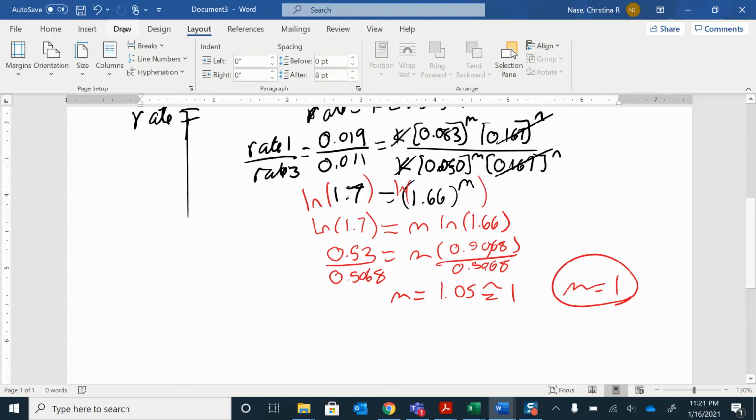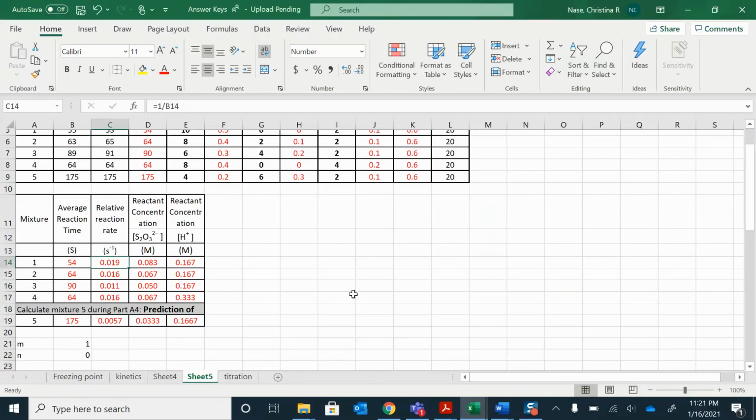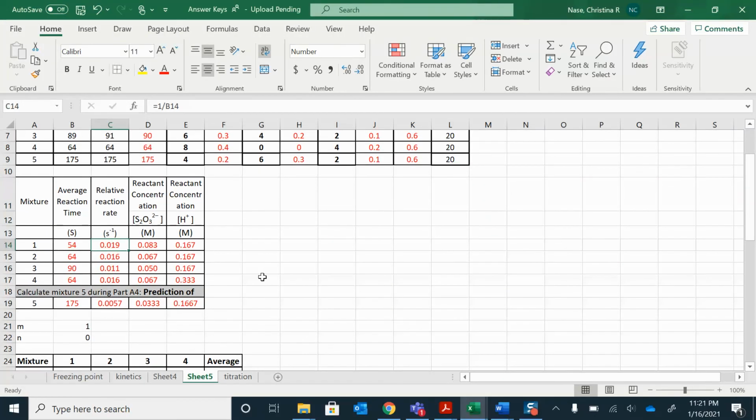Now, the next part that we want to do, that's great, we solved for m. Now we want to solve for n. The way we're going to solve for n is we're going to pick two other experiments where one concentration is changing and the other one is not. We already did 1 and 3, so let's look at 2 and 4. In 2 and 4, the S2O3 is staying constant, but the H+ concentration is changing. So we're going to compare those two.